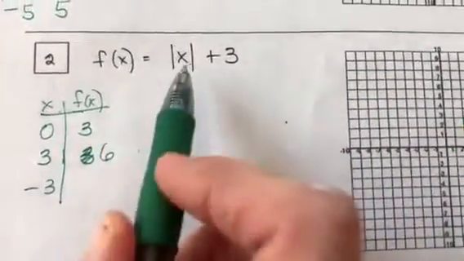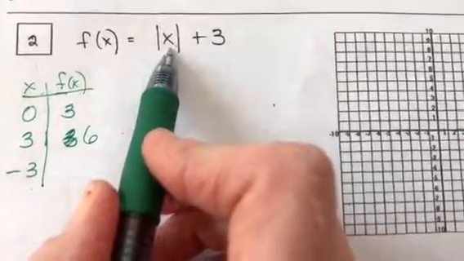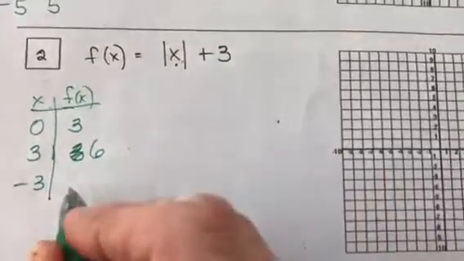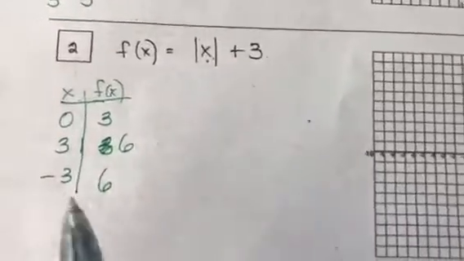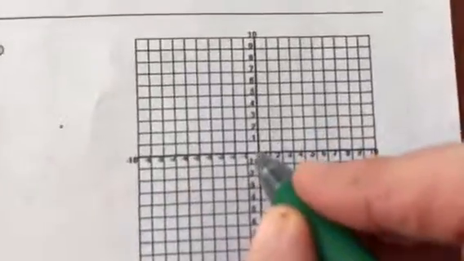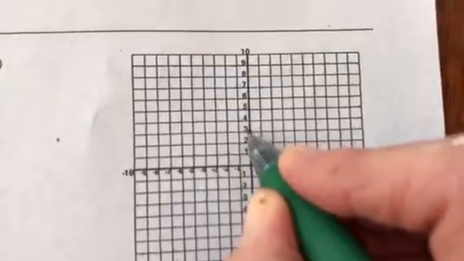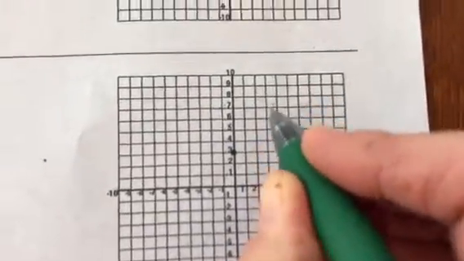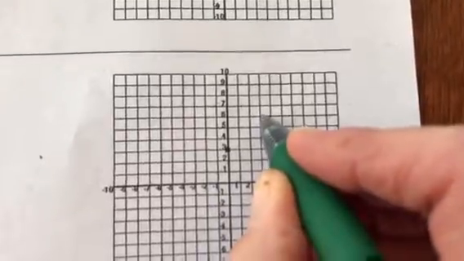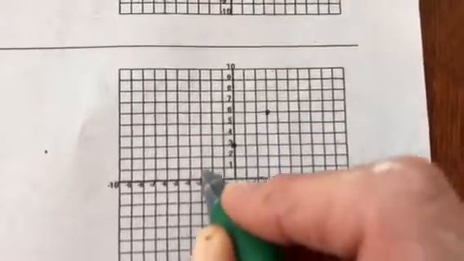Okay, plug in a negative 3. The absolute value of negative 3 is 3. 3 plus 3 is 6. Huh. Interesting. Okay, so I'm just going to go ahead and graph that. Here is 0, 3. And here is 3, 6. There's 3, 6. Here's negative 3, 6.